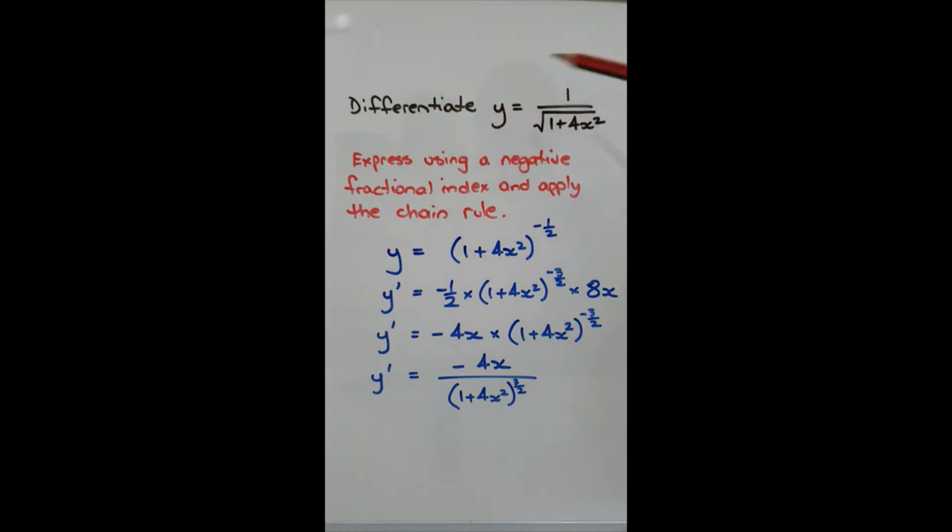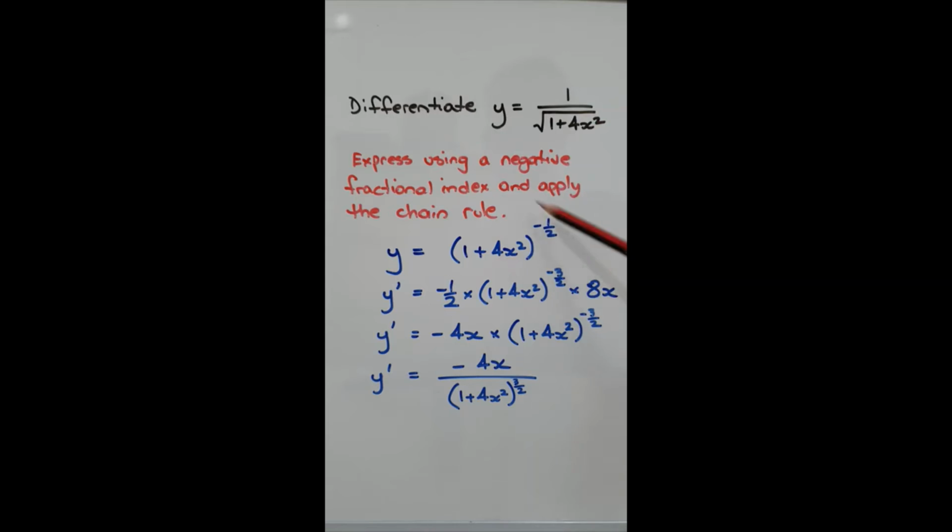Differentiate y equals 1 over the square root of (1 plus 4x squared). Now this function involves a surd and a reciprocal, and it's also a composite function, so we need to express this function using a negative fractional index and then apply the chain rule. So y is equal to (1 plus 4x squared) all to the power of negative half. We can then differentiate this using the chain rule.